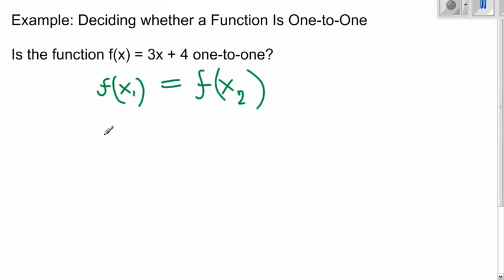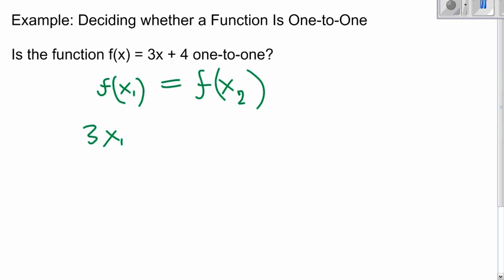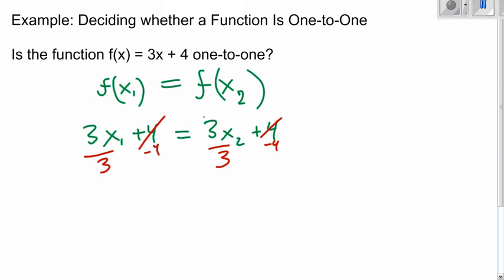So if we do that, that means 3 times x1 plus 4 equals 3 times x2 plus 4. Let's treat this as if it's an equation and try to solve for x1. So subtract 4 from each side. Those cancel out. Divide by 3 on each side. Those cancel out. We're left with x1 equals x2.